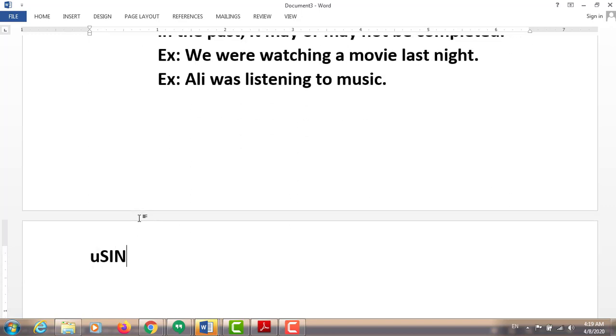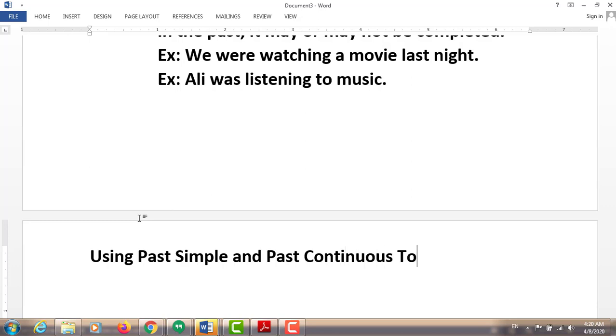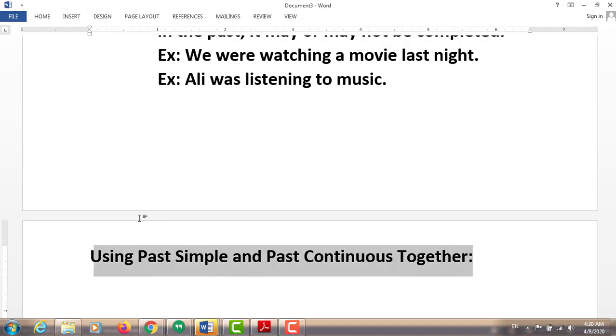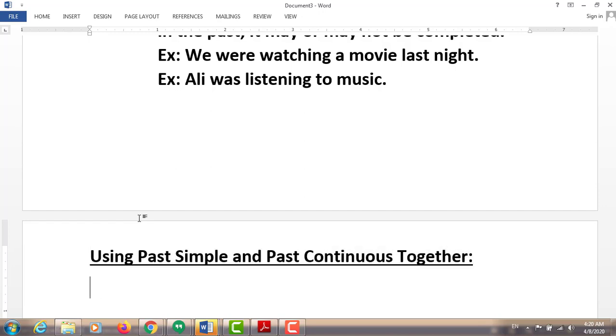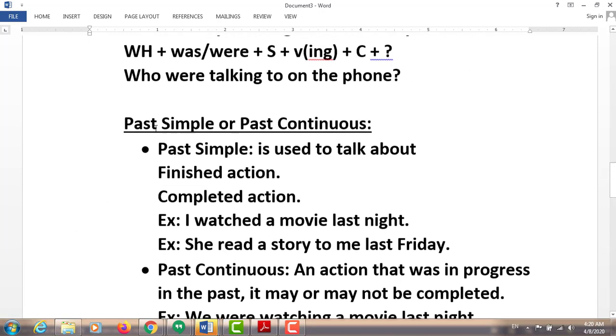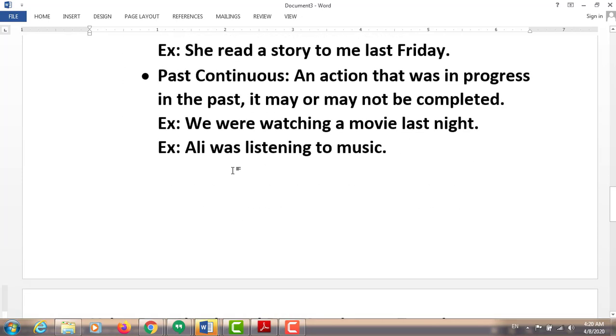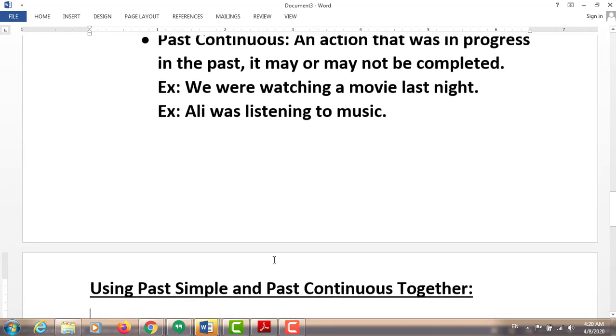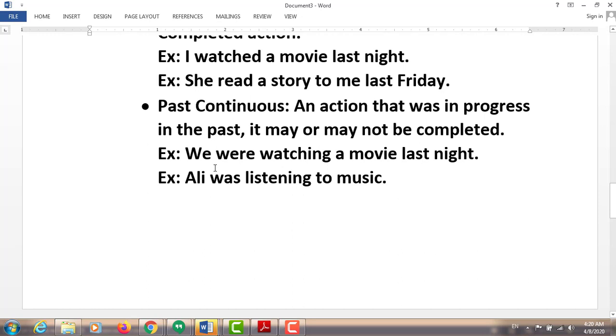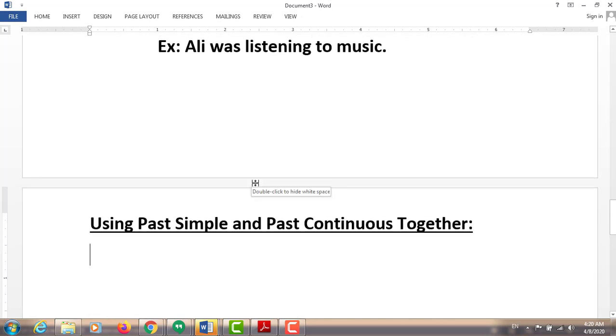Using past simple and past continuous together. Now we will use past simple and past continuous together. Now how? As you know, look at these usages. When an action is completed, you use what? Past simple. When an action is in progress, you use past continuous. You don't know the completion, okay?